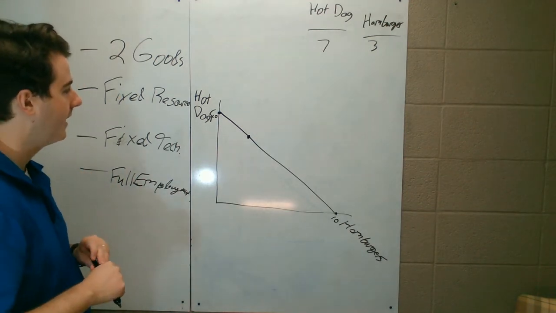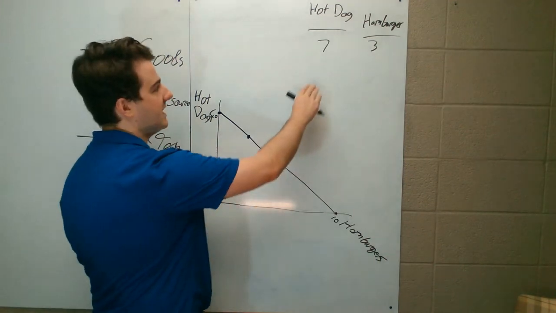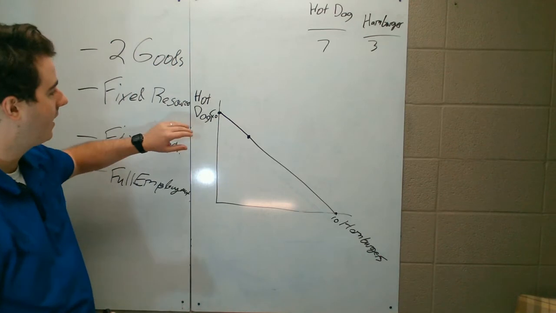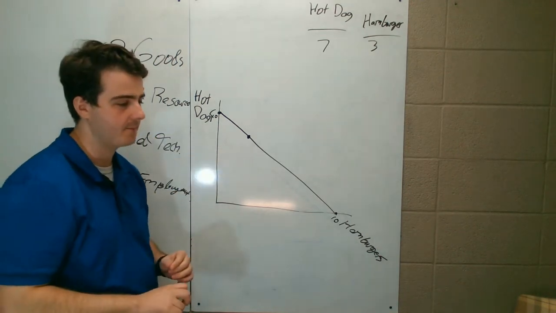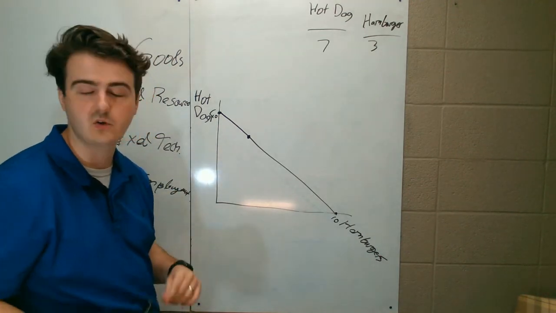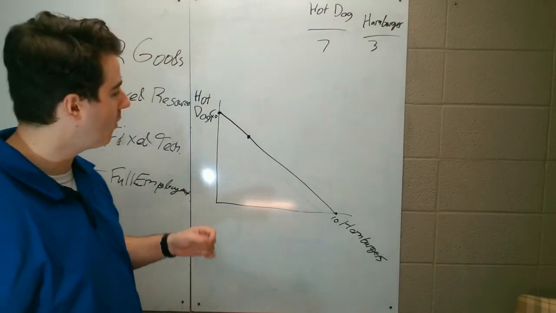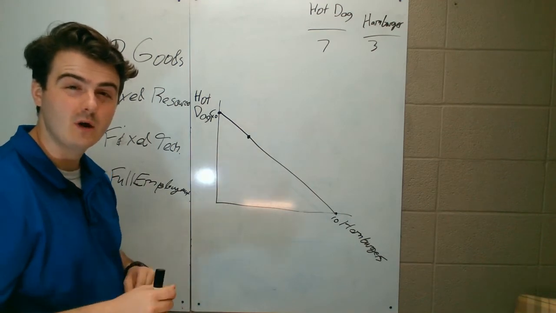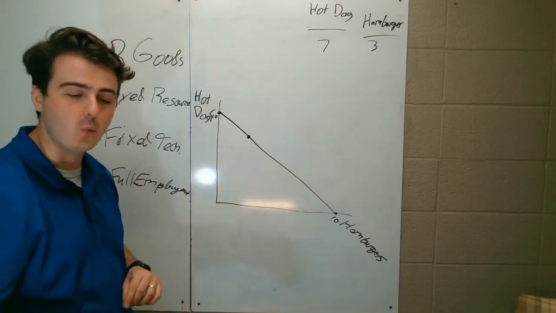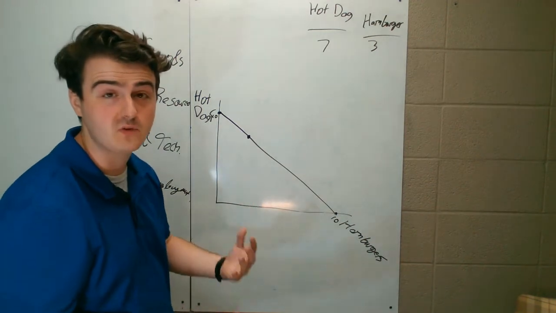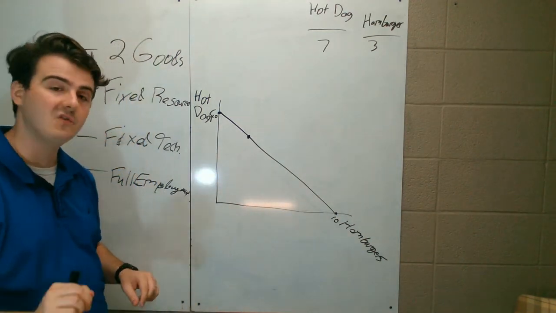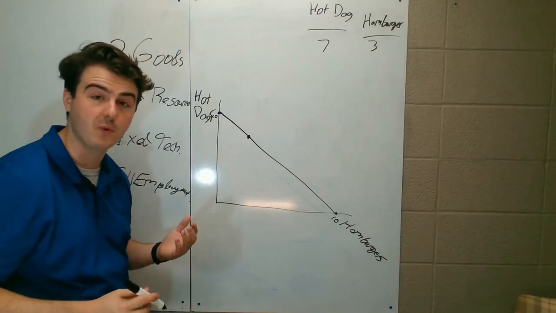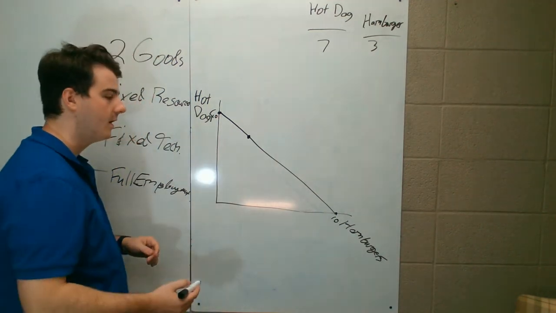Okay. So look, our class has made 7 hot dogs, 3 hamburgers. We have used every sheet of paper and every person's ability to create, right? Well, in economics we have a word for this, and that word is efficient. We call an economy that's using all of its resources efficient. So what about an economy that isn't using all of its resources? Well, no surprise, we'll call that inefficient.